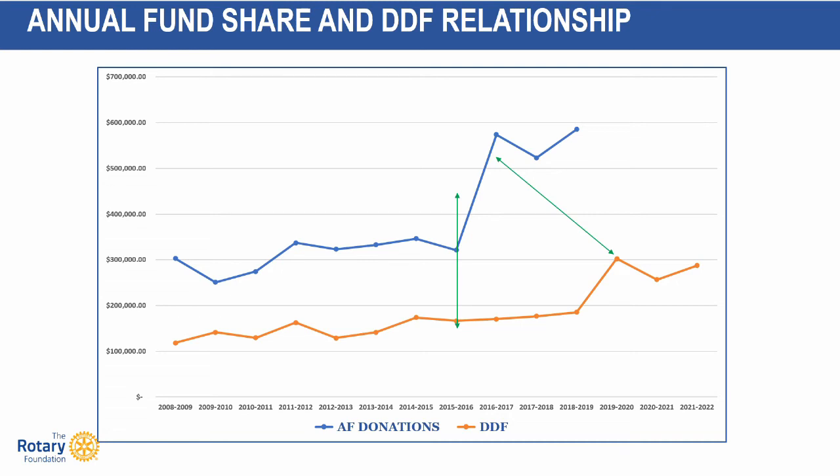I ask you to remember only one thing from this session. Remember the relationship between the annual fund share and district designated funds. Remember that DDF is returned to clubs based on a pro rata share of the club's immediate past 3 year giving to the annual fund share. The message is simple.